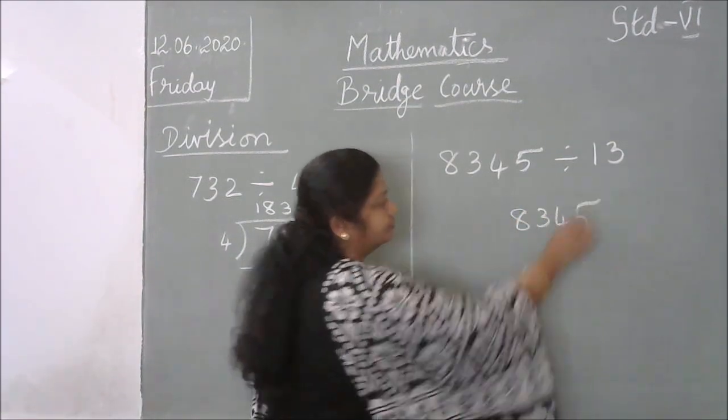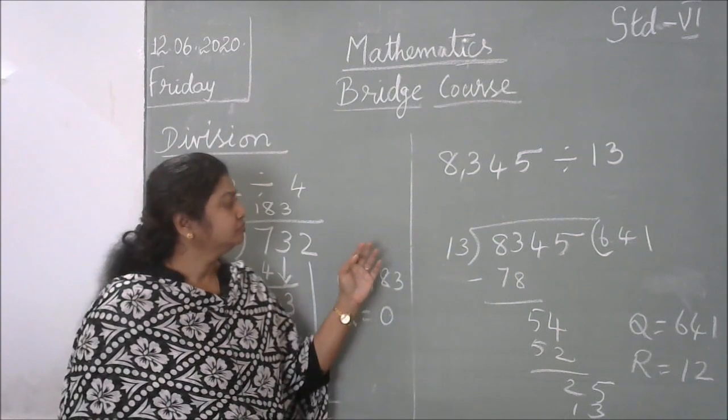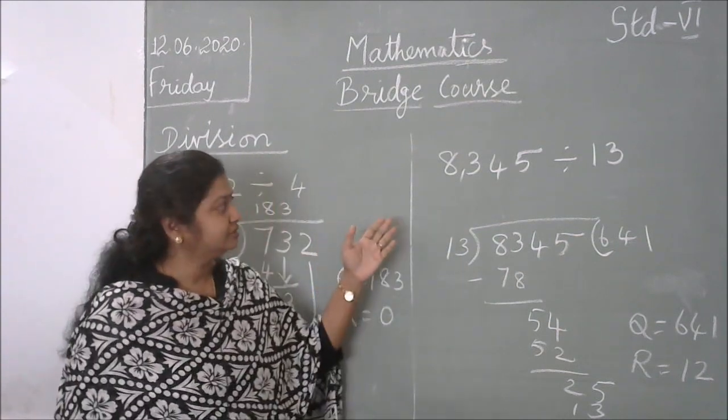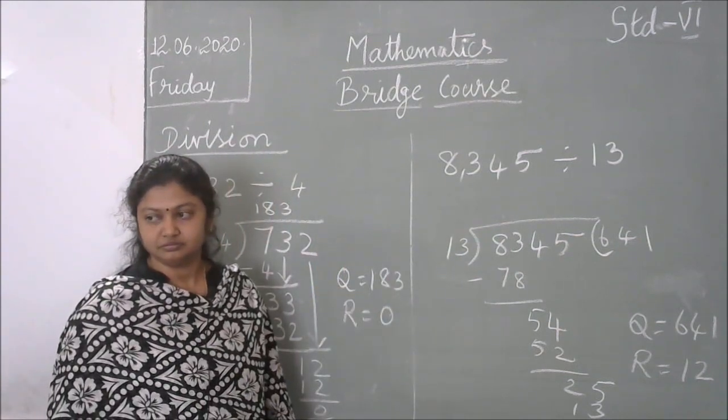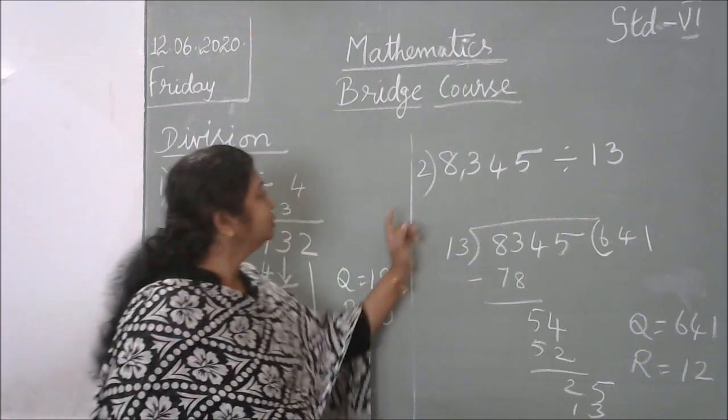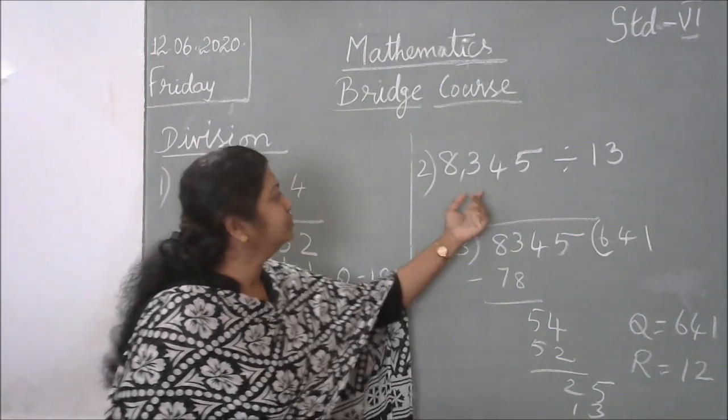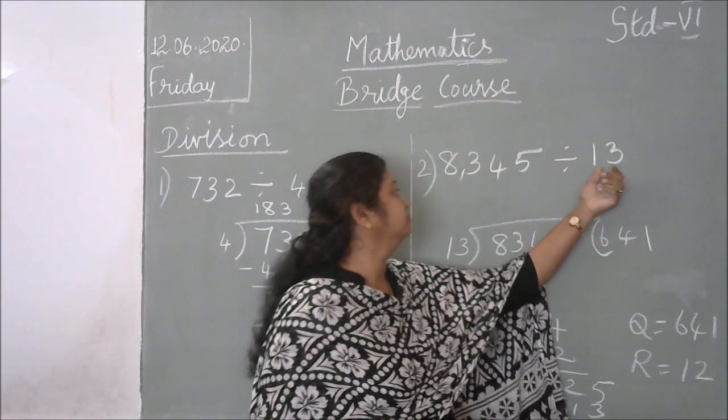Now we'll move on to the second sum. With a 4-digit number, how to divide by a 2-digit number.